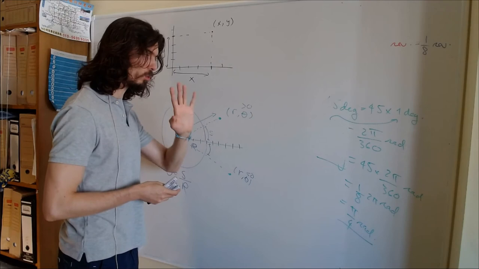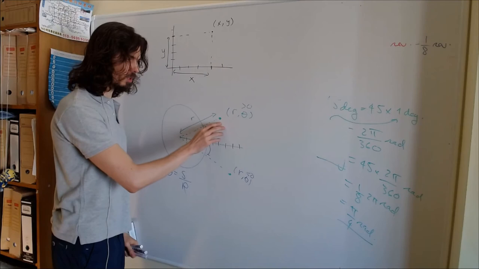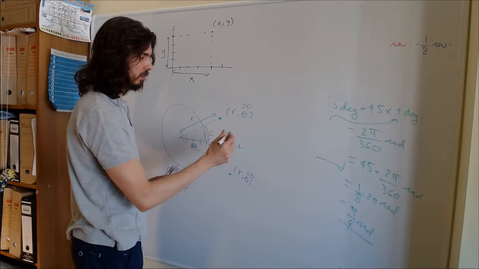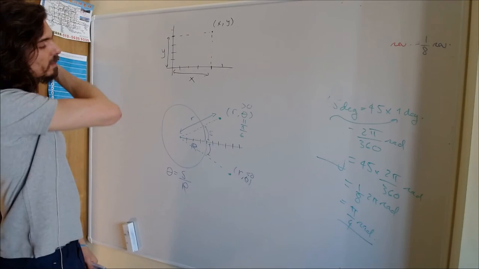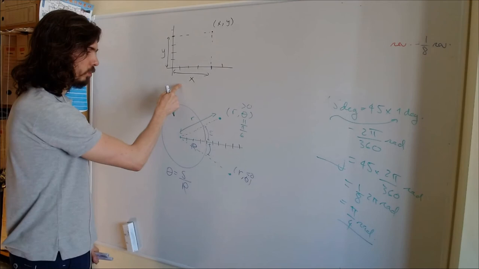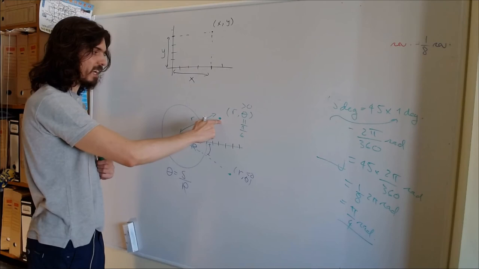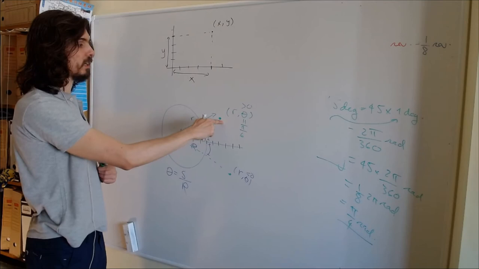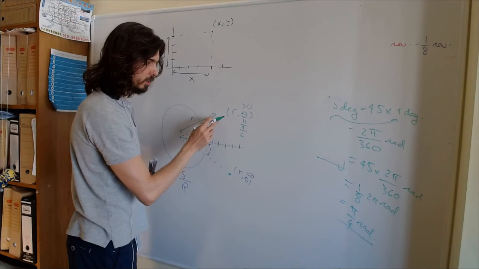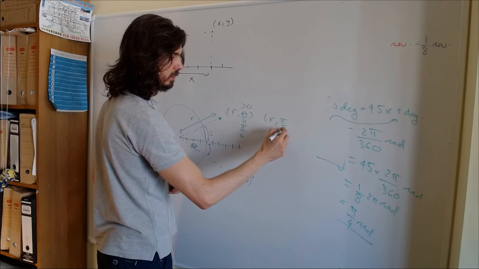Why is that? Let's just assume for the moment that theta is pi over six, a small angle. If the point was here, it would be pi over 2, so this is about pi over 6. If it is pi over 6, you can add another full rotation and you land on the same xy coordinates. If you go around, you come here, and the xy coordinates are the same. So another name for this point is also r, pi over 6 plus 2 pi.